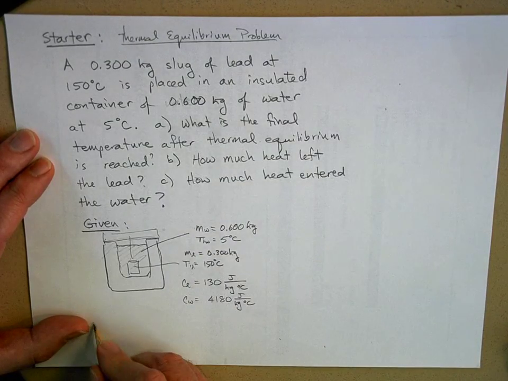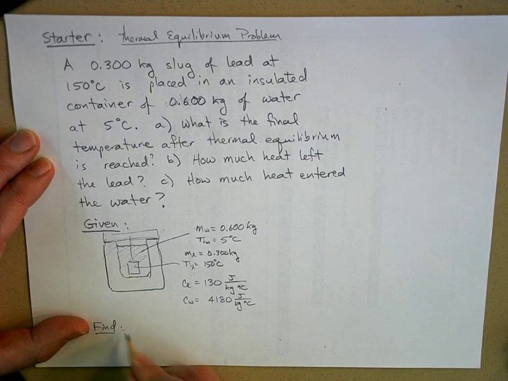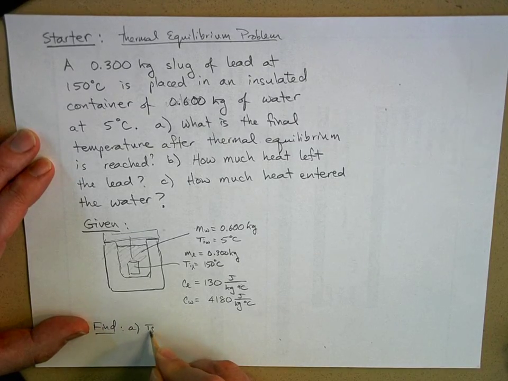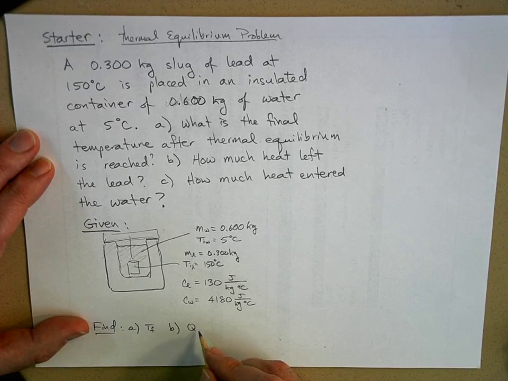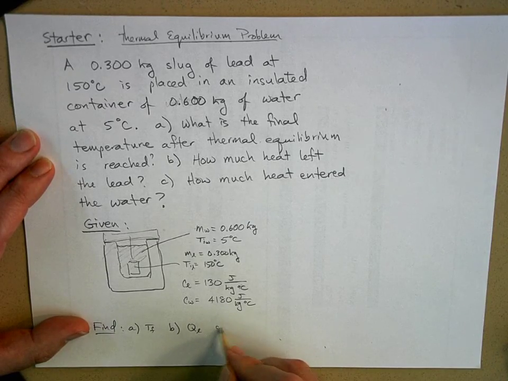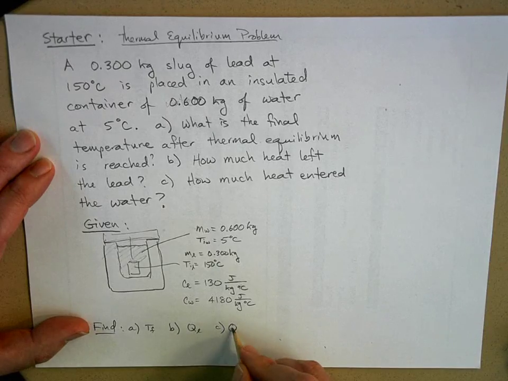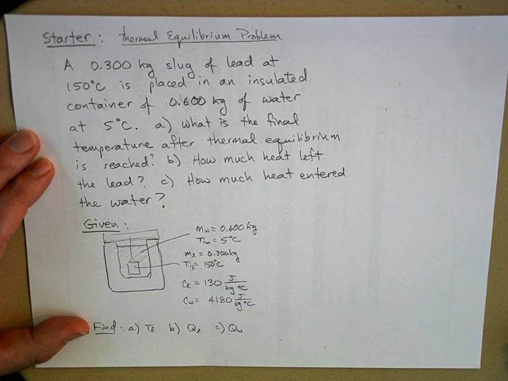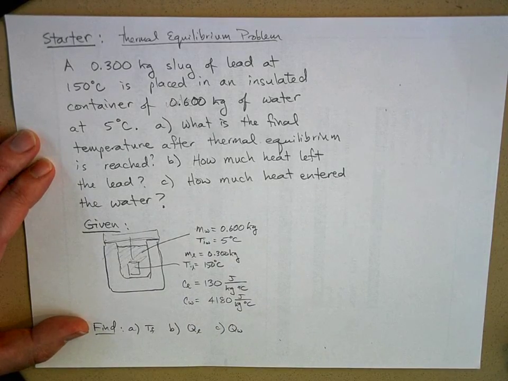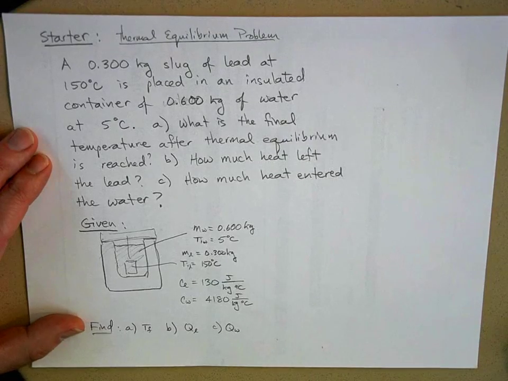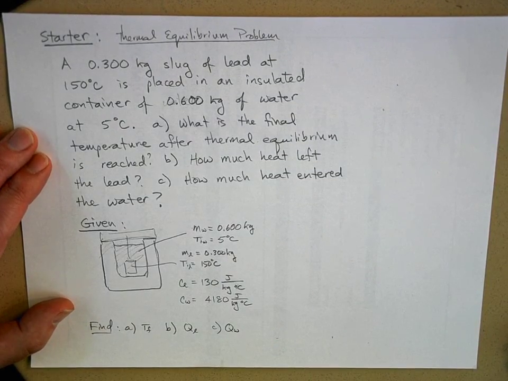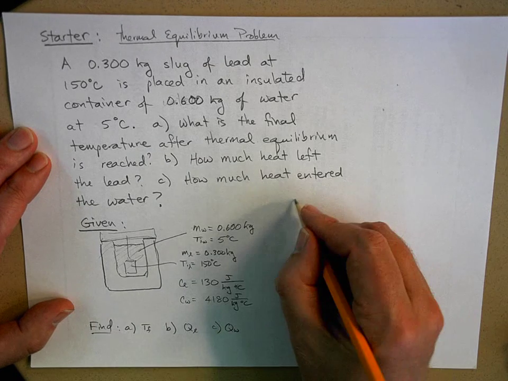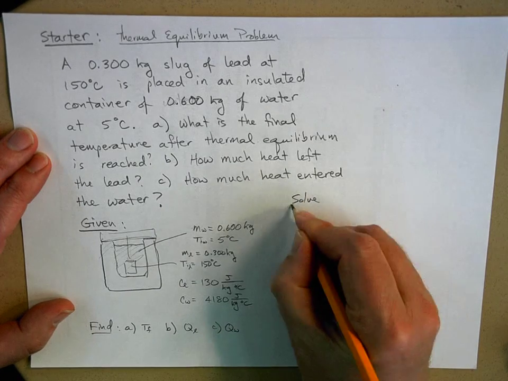What do we want to find? For A, we want to find the final temperature. For B, we want the heat for the lead. And for C, we want the heat for the water. Okay, makes sense? If you're watching at home, pause it and try it yourself. All right, let's solve this.